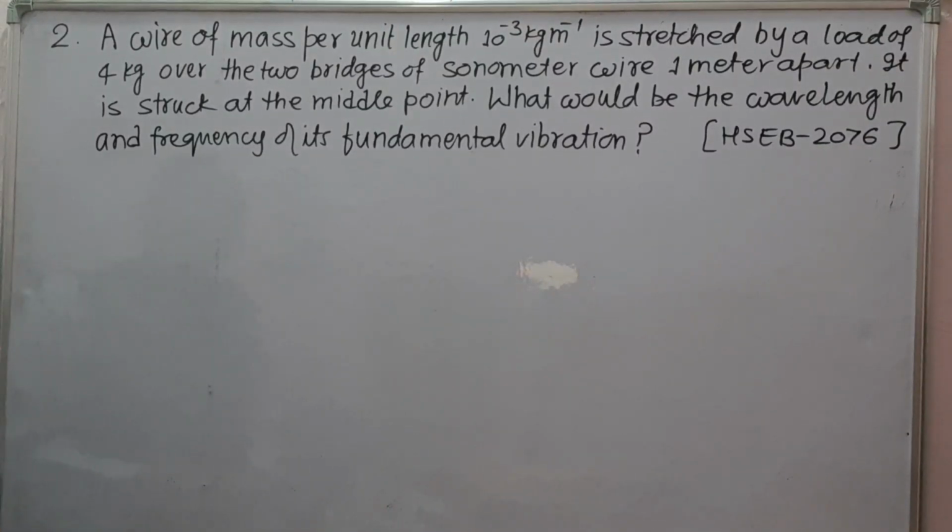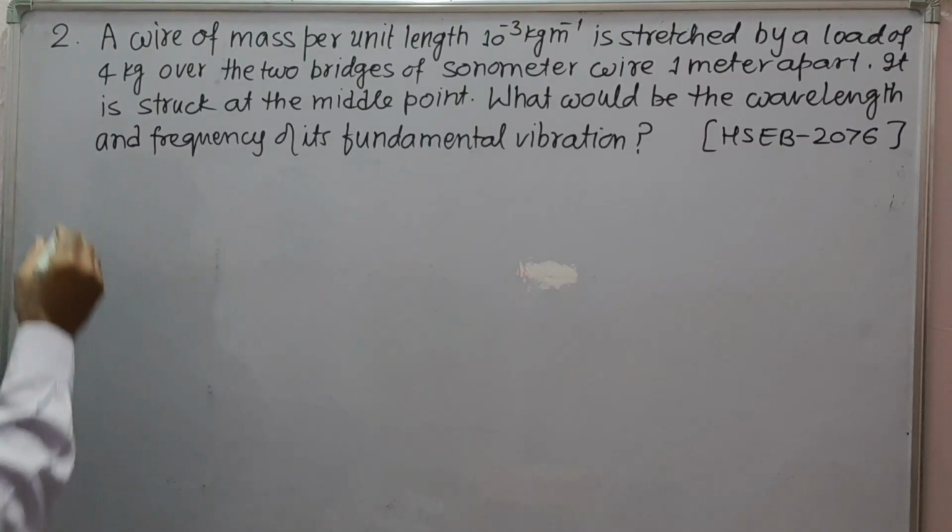Question number 2. A wire of mass per unit length 10 to the minus 3 kg per meter is stretched by a load of 4 kg over the two bridges of a sonometer wire 1 meter apart. It is struck at the middle point. What would be the wavelength and frequency of its fundamental vibration?